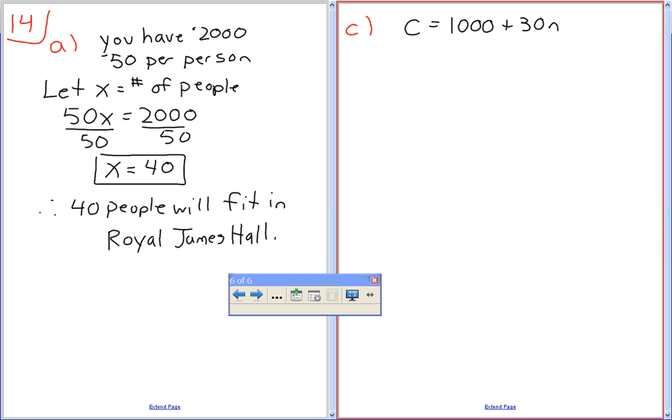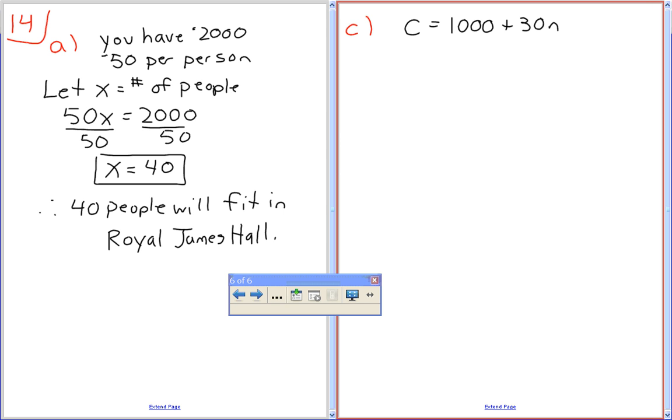John, is that a stretch or an answer? Go ahead. $1,000 to rent it plus 30 per person. $1,000 to rent the hall plus 30 per person. And that's probably a more realistic situation, right? So let's go to weddings again. It's a certain amount to rent the place plus $30 for every meal or whatever it would be.